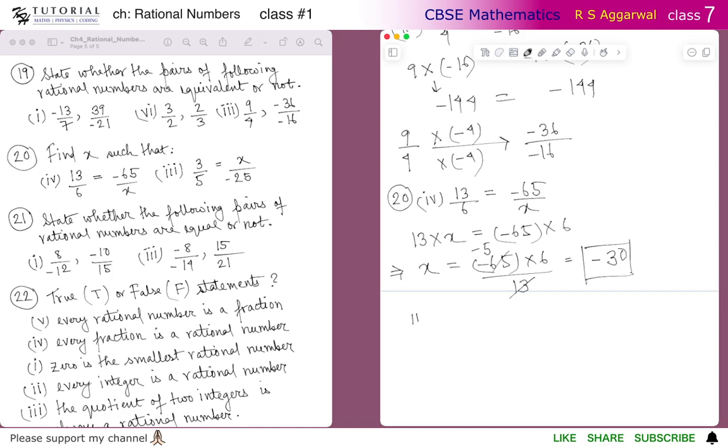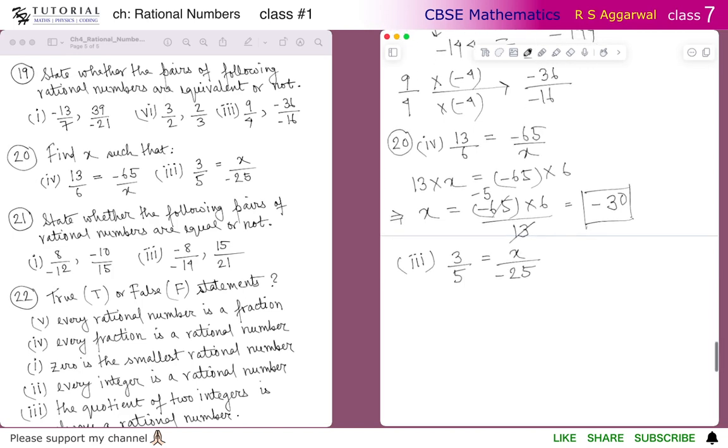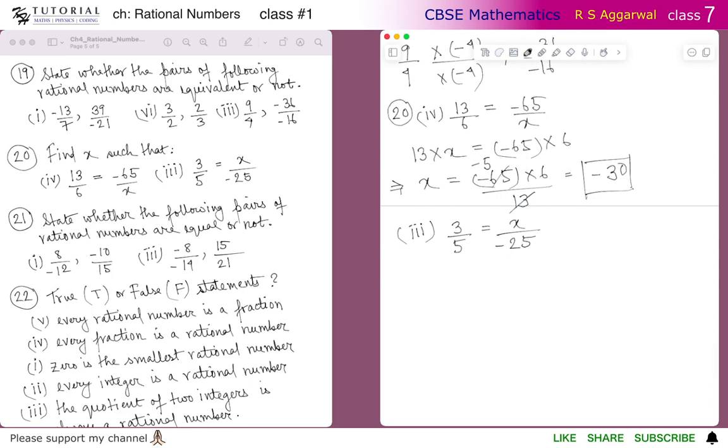Let's do the third one. Okay, 3 by 5 equals x by minus 25. If these two rational numbers are equal, then it is asking to find x. So two rational numbers are equal when we do the cross product and equate, and the two products are the same. So we do cross product like this. So 3 gets multiplied with minus 25 and x gets multiplied with 5.